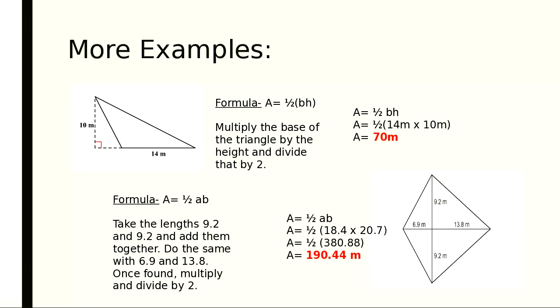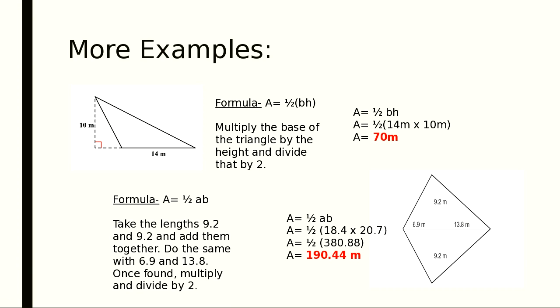All right, here are a couple more examples of a triangle and a kite. So our first one is a triangle. And the formula we're going to use for that is area equals half of base times height. So the base is 14 meters, and we're going to multiply that by our height, which is 10 meters, and then we're going to divide it by 2. So that's going to be 70 meters, pretty straightforward.